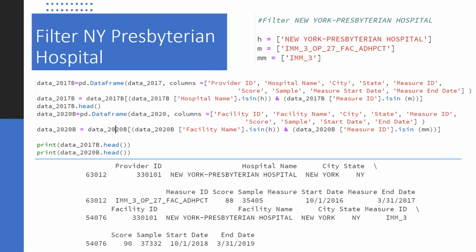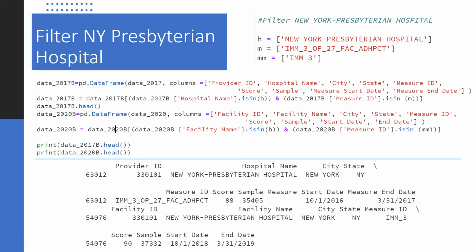Moving on, we'll be filtering the New York Presbyterian Hospital because we're building our upper control limits and lower control limits based on this hospital. So we're still using the same manner, except we've now switched the hospital name.